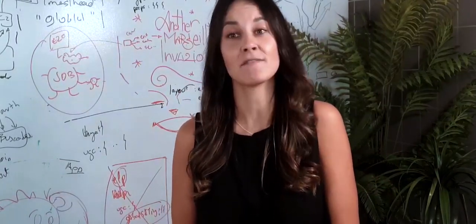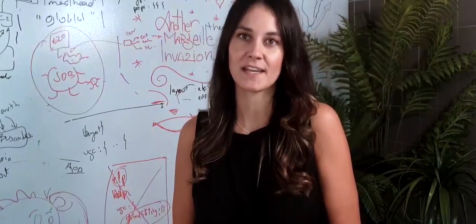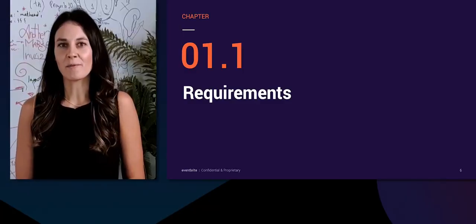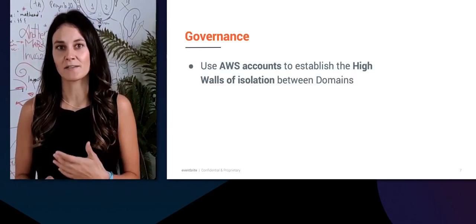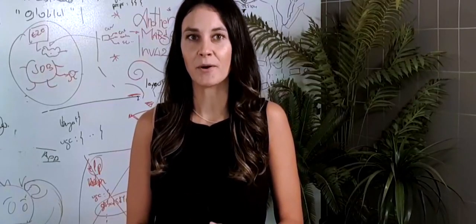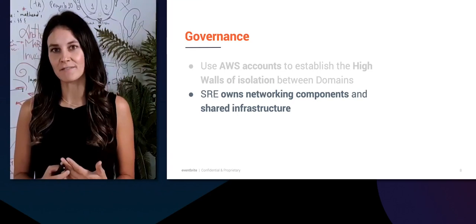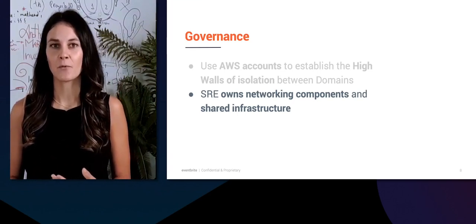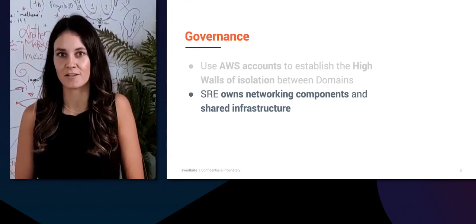Before we can even start thinking of development, we must first build the infrastructure for managing, maintaining, and evolving a multi-AWS account solution. So what are our requirements of this multi-AWS account infrastructure? Our first category of requirements is governance. As mentioned, we want to use AWS accounts to establish the high walls of isolation between domains. Secondly, it's imperative to us that SRE owns the networking components between domains as well as the shared infrastructure. This requirement is also about delivering an easy-to-use solution for our engineers where they can immediately start developing, and some of the harder aspects of connecting to a shared infrastructure are abstracted away.